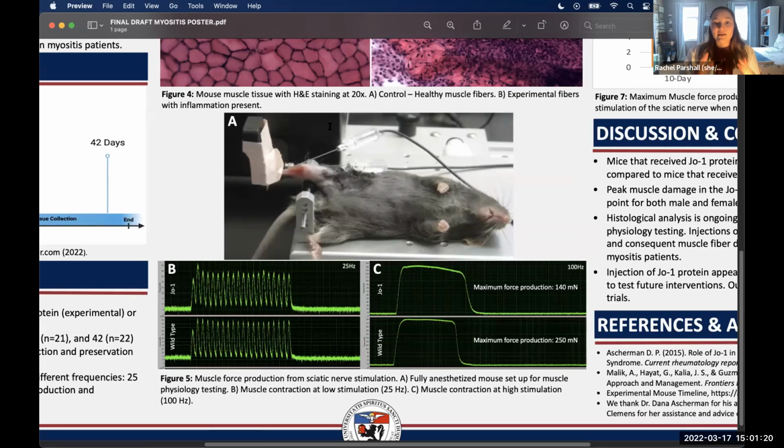But I think in terms of setting it up, making sure the sciatic nerve was stimulated, that we had the metal right on the nerve, and making sure that was all set up, and making sure that the foot of the mouse on the force plate was set up very well, I think was probably one of the harder parts of this. But as we went on, we kind of got the hang of it.